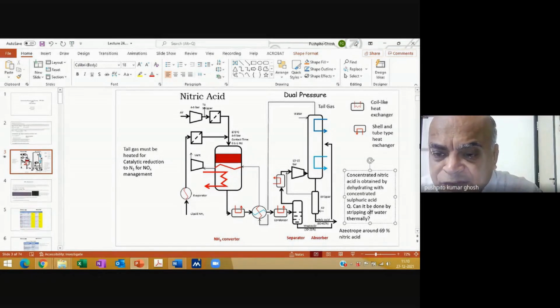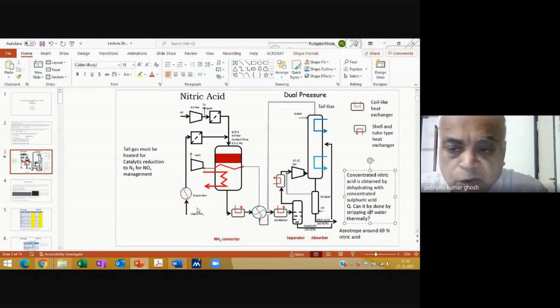So that's really the way in which you make concentrated nitric acid. You cannot just do it by plain distillation. So it has to be concentration with concentrated sulfuric acid, and then followed by distilling it to get the concentrated nitric acid. So that's really what you are doing now. And that's the way in which you make nitric acid.